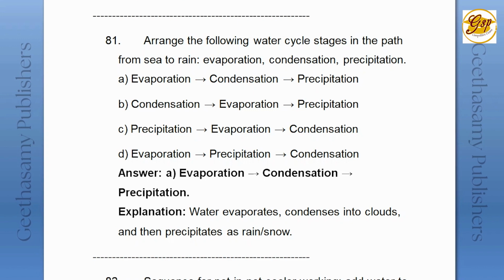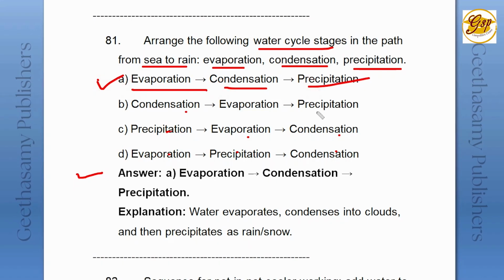Again, it's a sequence. Arrange the following water cycle stages from the path of sea to air: evaporation, condensation, precipitation. The correct answer is A: first evaporation, then condensation, then precipitation. Fine. So water evaporates, condenses into cloud, then precipitates like rain or snow.